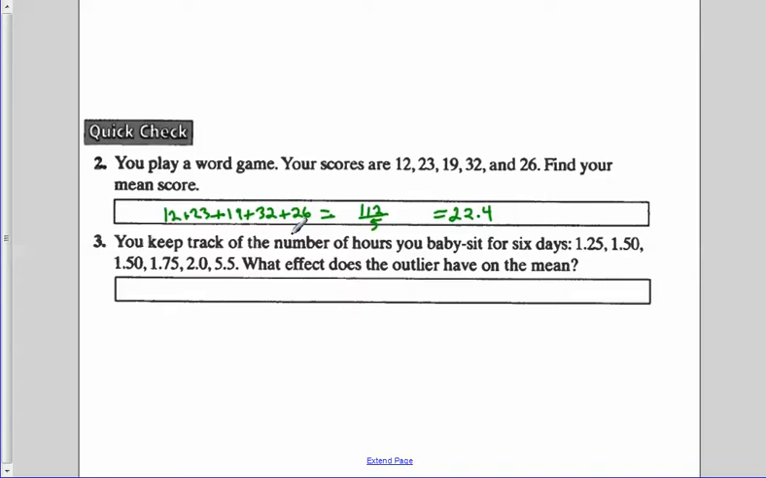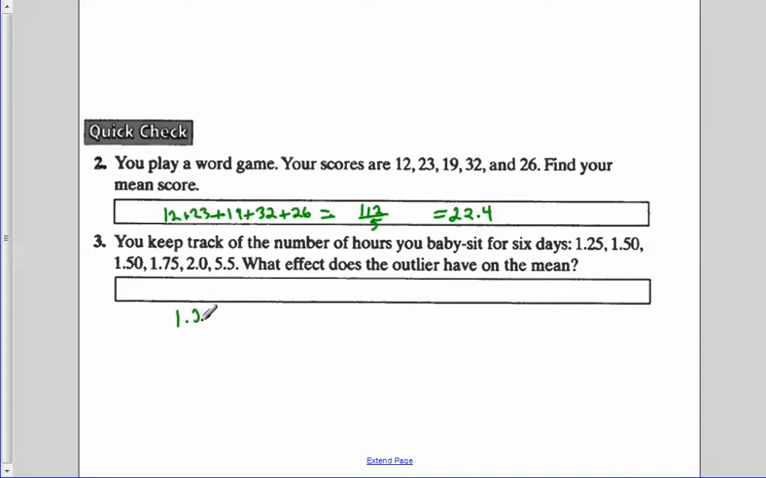You keep track of the number of hours you babysit for 6 days: 1.25, 1.5, 1.5, 1.75, 2, and 5.5. What effect does the outlier have on the mean? You could say it's going to increase it, but we need to actually know more. So what effect does the outlier have on the mean?